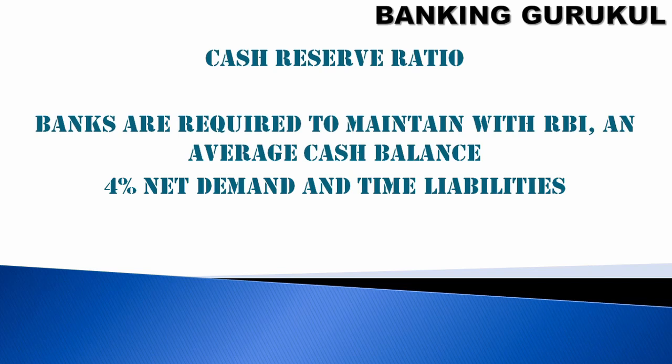So for example, if a bank holds 1 crore worth of demand and time liabilities, 4% of that means 4 lakh rupees should be kept in RBI's current account in cash form. This is the ratio. If instead of 1 crore it becomes 2 crores, then 4 lakhs plus 4 lakhs, 8 lakhs you have to keep with the RBI. So as your demand and time liabilities increase, your CRR amount also increases. This will be kept in RBI's current account.